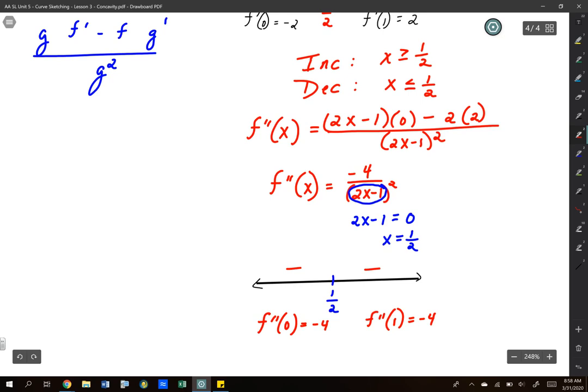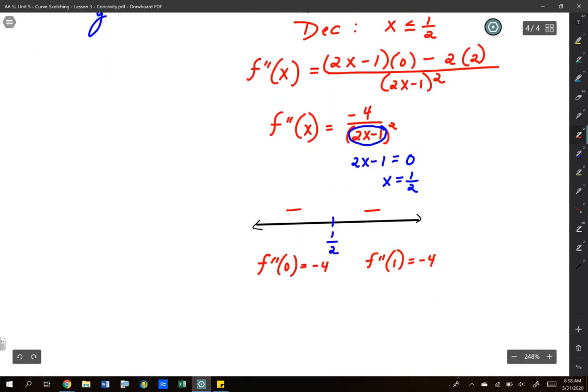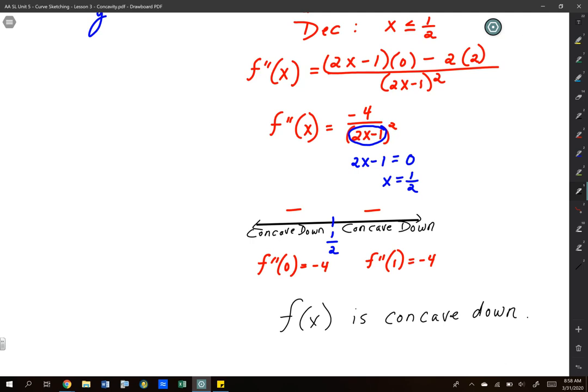Oh, all right, so we get negative, negative. So what we would say here, since they're both concave down, we would just make a note that f of x is concave down. Okay, and there is no concave up. That is our function. All right, there was a lot in this lesson. If you need to, rewind, pause, do what you have to do. Good luck, and I'll see you next time.